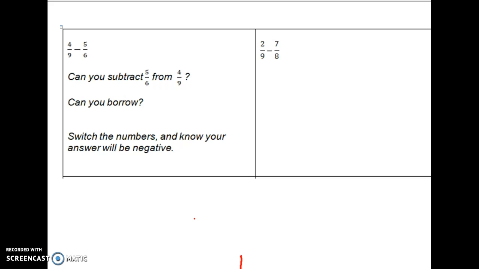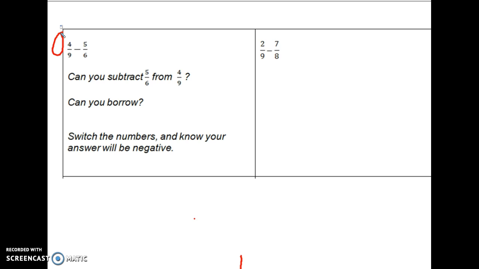So let's go ahead and continue. We can't take 5/6 from 4/9. Can you borrow? Well, if we borrow, we have nothing to borrow from because our whole number is 0. So we can't take 5/6 from 4/9. So what you're going to do is switch the numbers and know that your answer is negative.